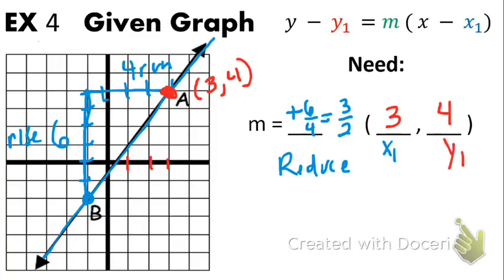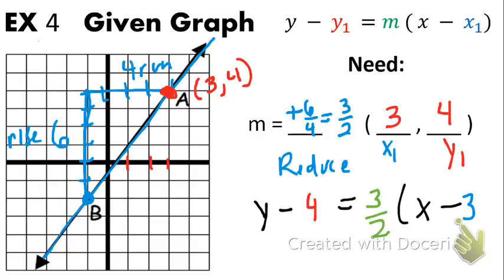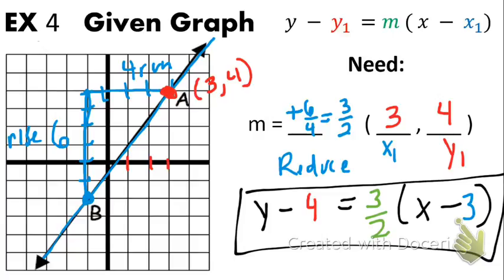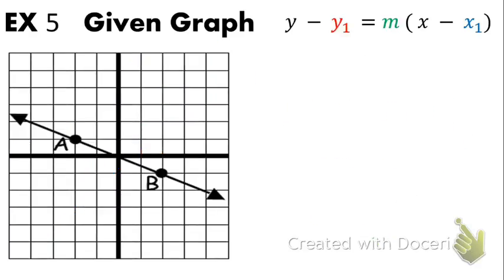This is y1. So let's write the information. y minus 4 equals my slope, which is 3/2, parentheses x minus 3. And again, all we're doing is writing this information in point slope form. Okay? Alright, so now I have another example for you.